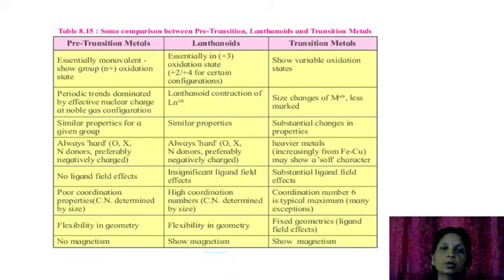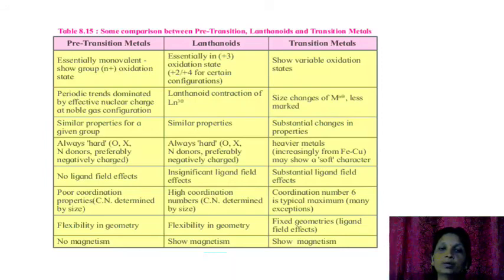Now let us discuss the lanthanides. Lanthanides show +3 as the common oxidation state. They show the lanthanide contraction. All the series show similar properties. They are always hard. They show an insignificant ligand field effect. They show high coordination numbers, 6 onward. Flexibility in geometry is observed in the case of lanthanides and they show magnetism.